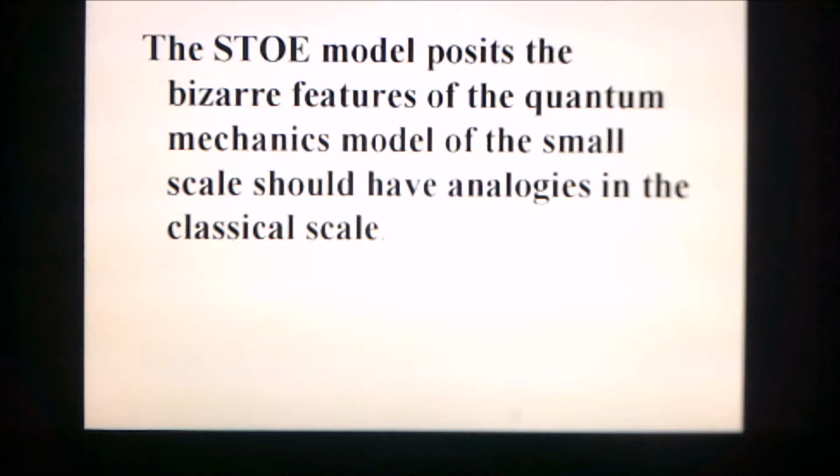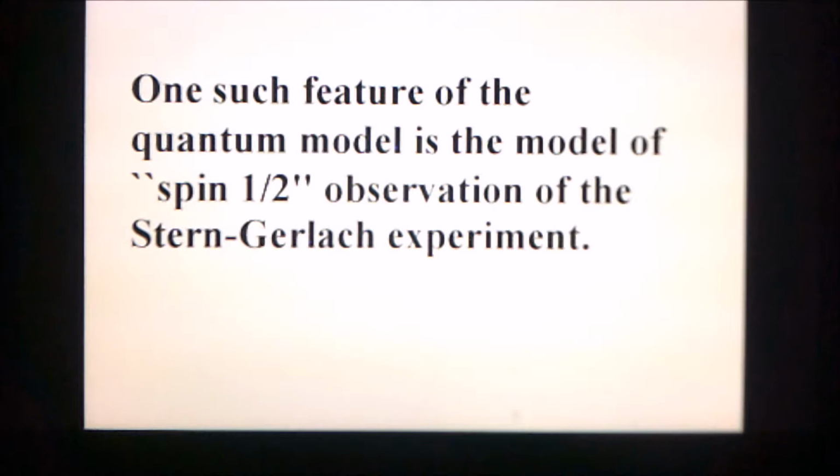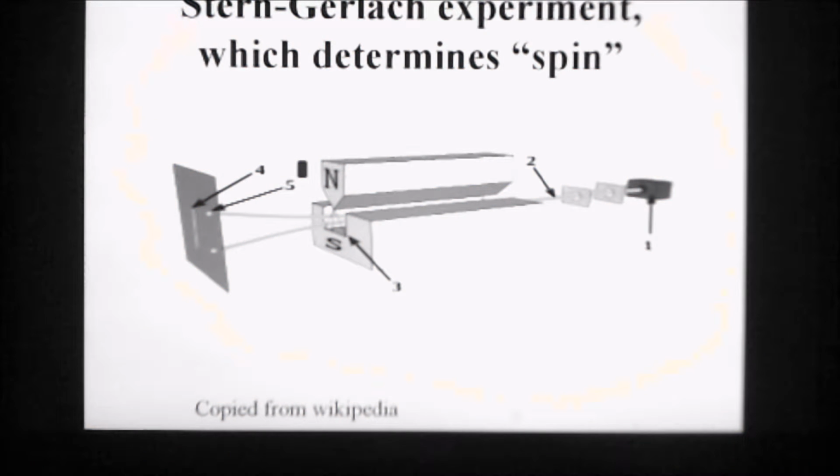The STOE model posits that the bizarre features of the quantum mechanics model of the small scale should have analogies in the classical scale. One such feature of the quantum model is the model of spin 1/2 observations of the Stern-Gerlach experiment. This is the experiment. In the original experiment, silver ions with one free electron were sent through an inhomogeneous magnetic field. What resulted was 2 dots.